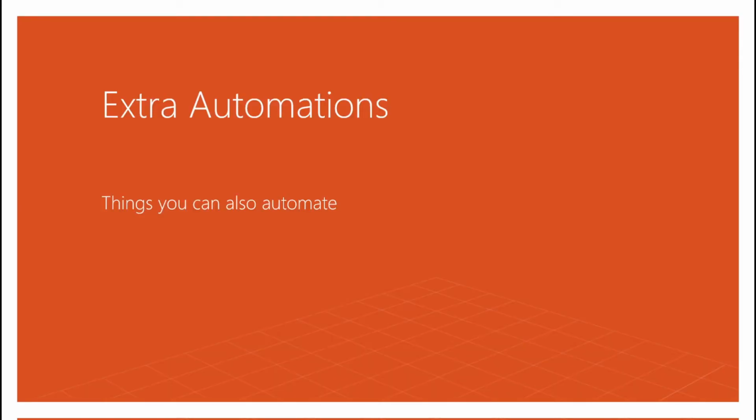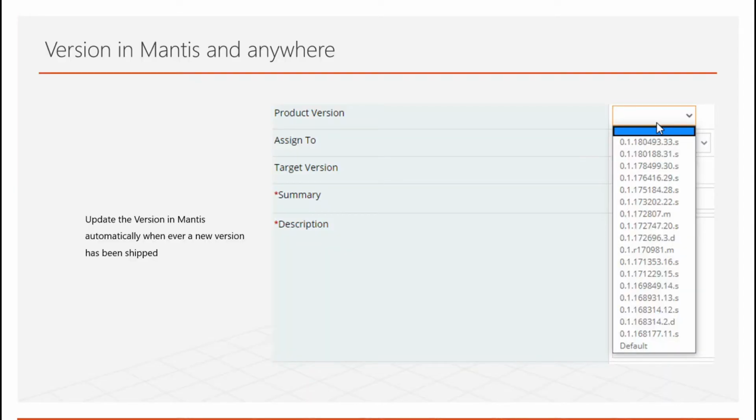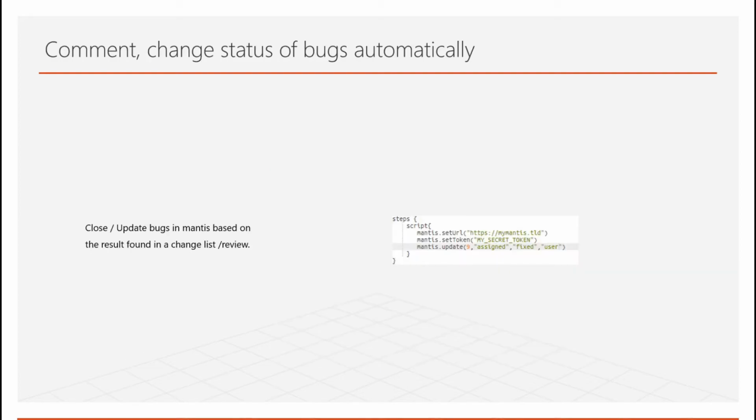So there are some extra automations you can do. For example, you can automatically update the Mantis version. Whenever you ship something to Steam, you can update the version automatically with Mantis via the build server as an extra post step.